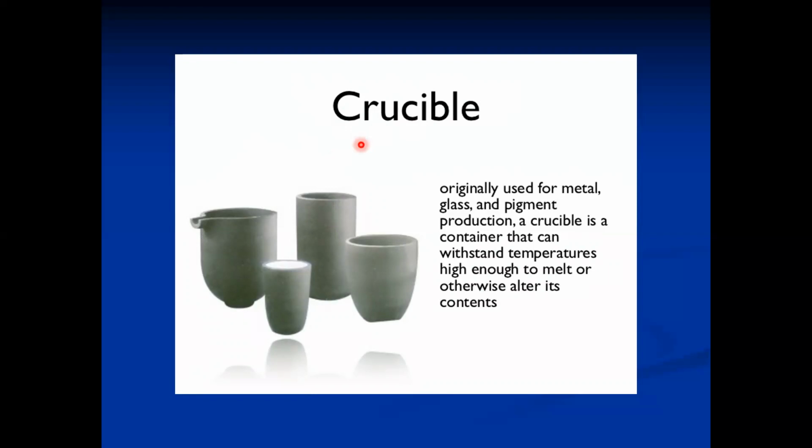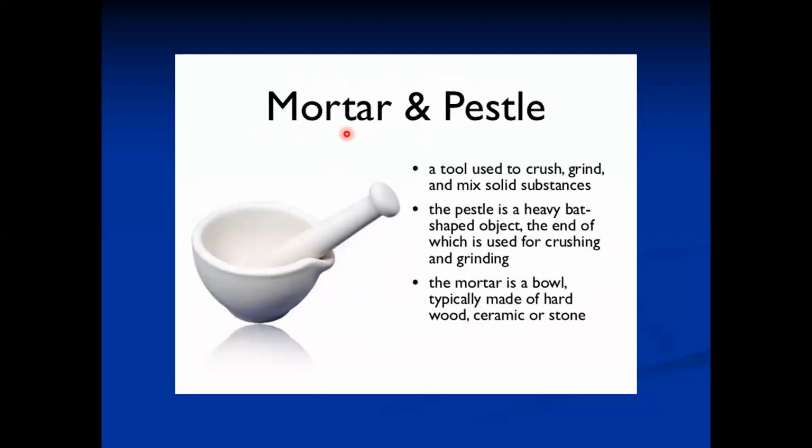Crucibles are small pots which are used when we have to do extreme heating. These are the small containers with vessels in order to crush different types of solids.